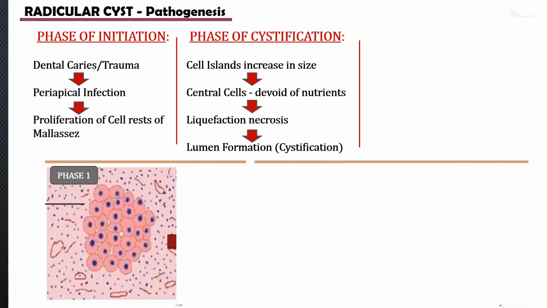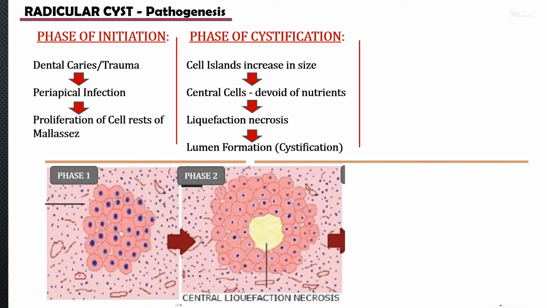In phase 2, also known as the phase of cystification, these proliferating cells will increase in size, giving rise to a larger island. As we can see here, the local capillaries in the periapical area are the source of nourishment for these cells. Whenever these proliferating cells increase in mass, the central cells are devoid of nutrition, such that it results in liquefactive necrosis of this central area of cells, resulting in a lumen within this island. This is phase 2 of the pathogenesis of radicular cyst and is referred to as the phase of cystification.